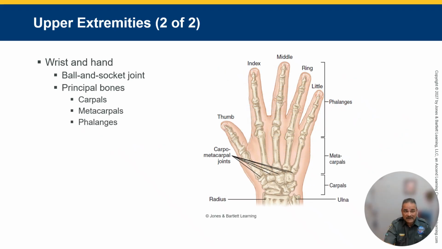All right, so wrist, hand, ball and socket joint, principal bones: carpals, metacarpals, and phalanges. You can see these guys in here. The wrist and hand is a modified ball and socket joint formed by the ends of the radius and the ulna, and of the carpal bones. Let me hold my hand up. What you're seeing here is your right hand.